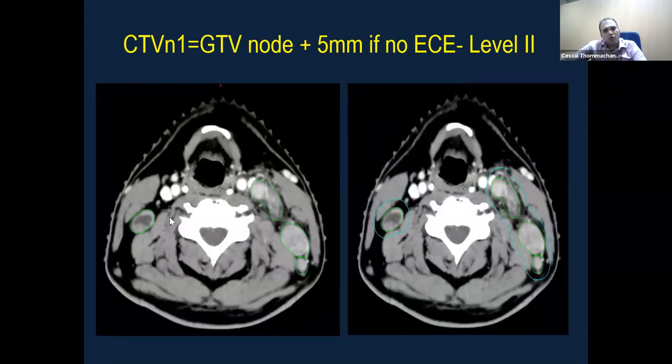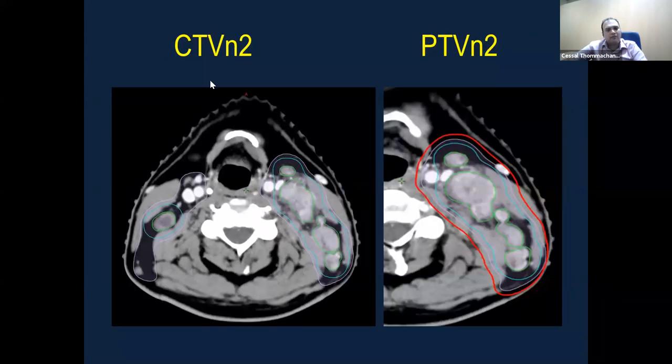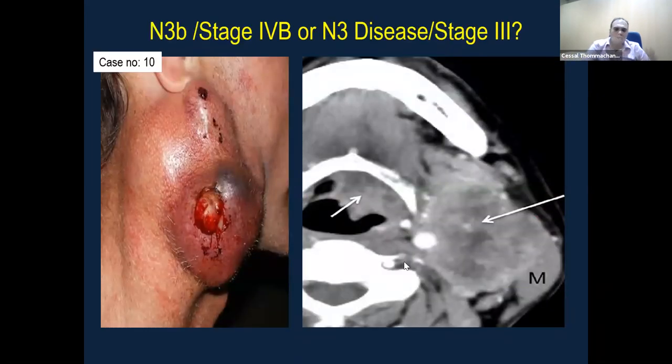Now, when we take the volumes for nodes, what you see in the CT scan is the gross tumor volume. And when you give margin, that's the clinical target volume, around 0.5 centimeters or 5 mm. When you have an extracapsular extension, it should be 1 centimeter. So this should be the CTV N1, meaning GTV node plus 5 mm if no extracapsular extension, at the level 2 node. Then you have a CTV N2 that involves the ipsilateral region, the level 2 region. That's CTV N. Then you put another PTV based on your institution. Coming to more advanced nodal stage, suppose you have a large fixed node with ulceration.